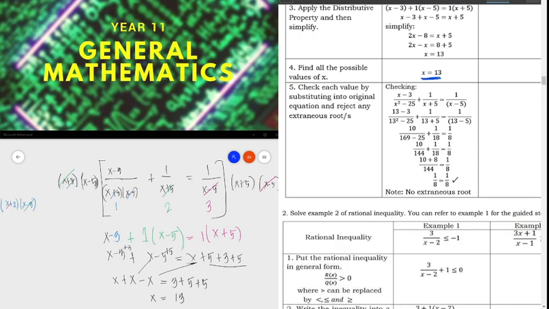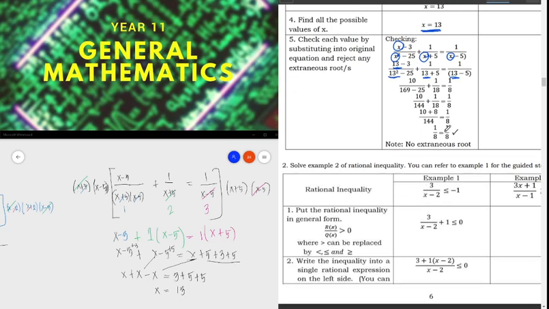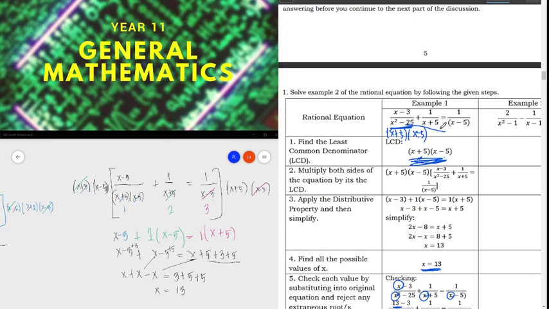Now in checking, you just substitute 13 in the value of x. So you can see here, this x is substituted by 13. Same thing here, 13 and 13, and this one is also. So check, they're equal, so no extraneous root. Okay, so that is how you're going to solve a rational equation.